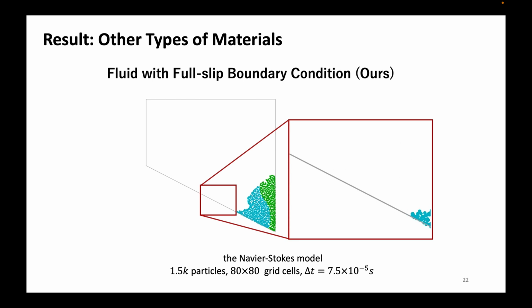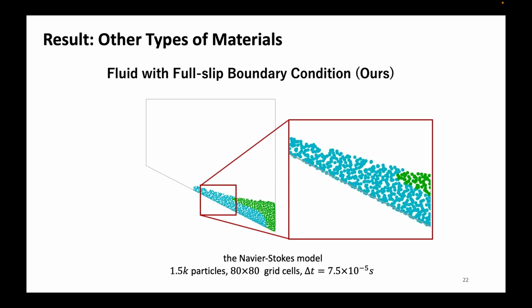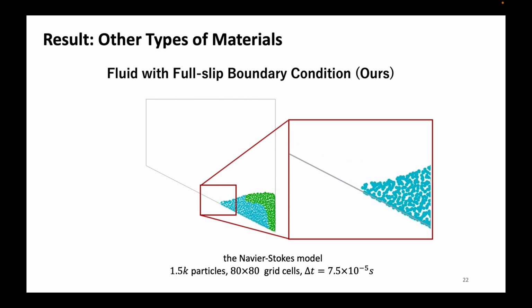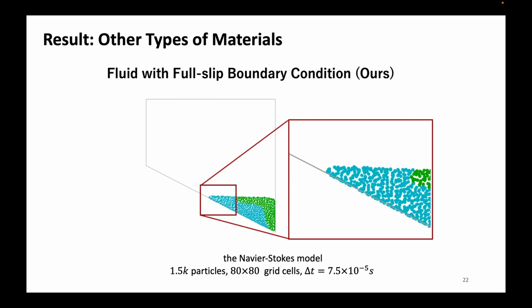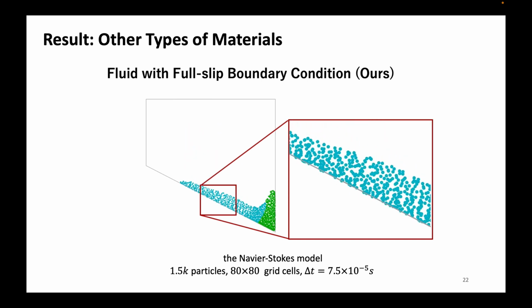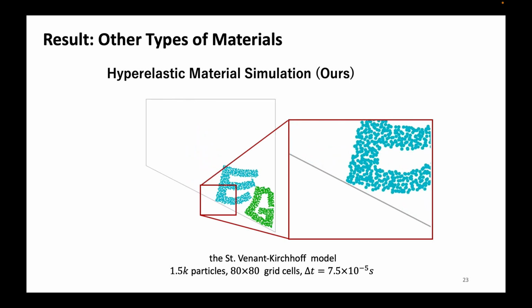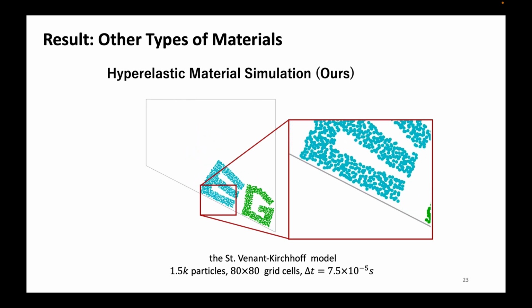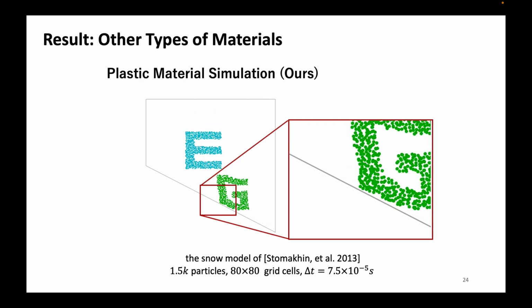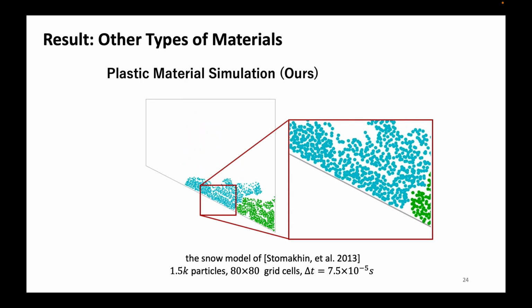Because NPM is a general framework for deformable object simulation, we can simulate other types of material, like fluid with full slip boundary, hyperelastics, and plastic material, like snow.